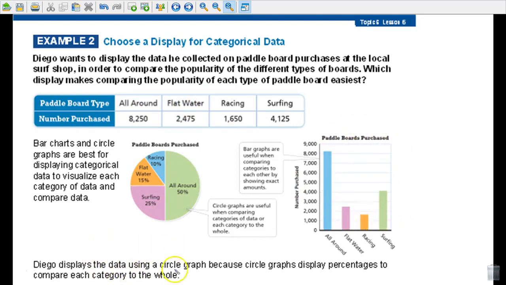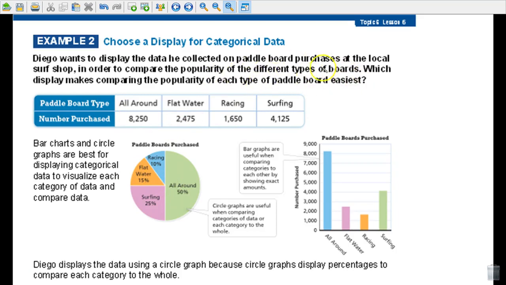They say Diego displays the data using a circle graph because circle graphs display percentages to compare each category to the whole. So that is which display makes comparing the popularity of each type of paddleboard easiest. I mean, I can compare them saying that this all around is the most purchased, comparing them all, where it just gives you the percentages. You have to find the percentages, so you'd have to add them all up.